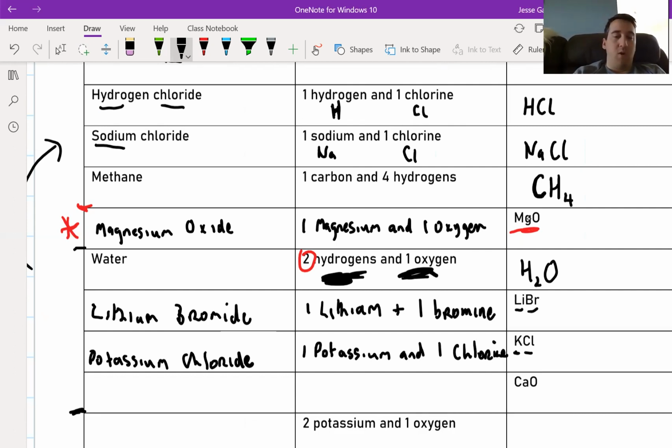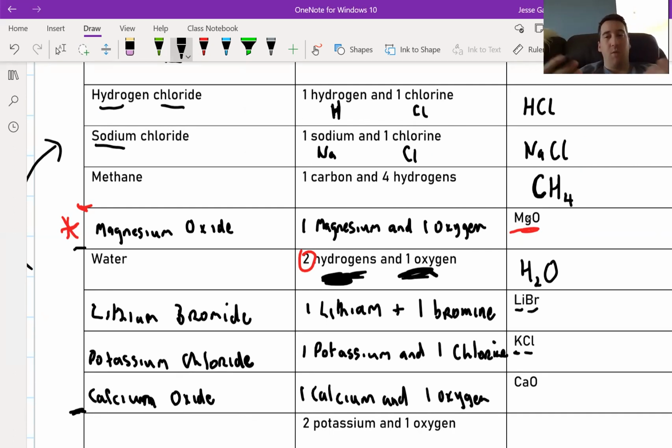Next one, CaO. So this would have been one calcium and one oxygen. So the name is going to be calcium oxide. Again, well done if you got all those right. If you said calcium monoxide, again, it's not terribly wrong, but the mon just isn't really necessary here.